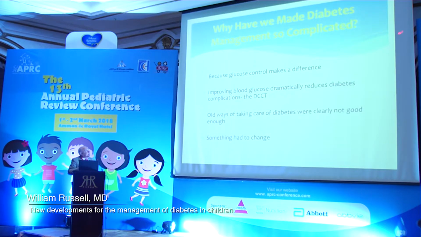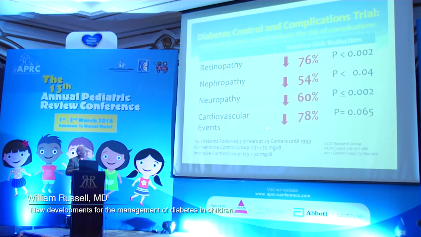So why does it make a difference? Well, because glucose control definitely makes a difference. Improving glucose control dramatically reduces diabetes complications, microvascular and macrovascular complications. And what came out of this trial, called the DCCT, the Diabetes Control and Complications Trial, was the fact that the older ways of taking care of diabetes were clearly not good enough, and something had to change. Good things have happened as a result of the changes, but it's been much more cumbersome for the patients. So this, just to conclude on this, the DCCT, that's the data there.